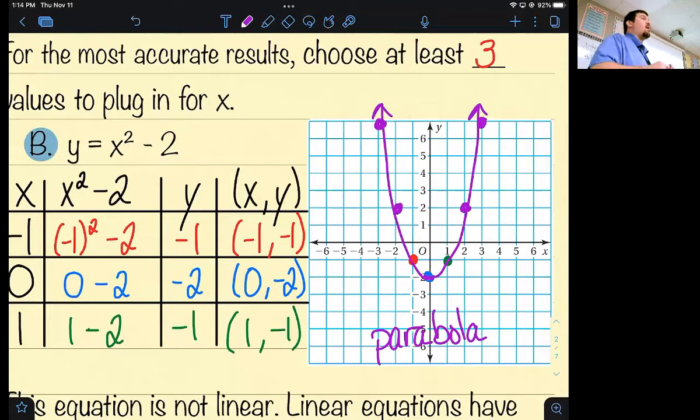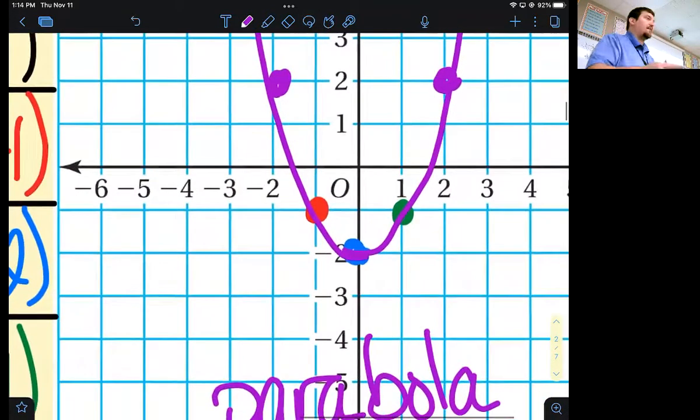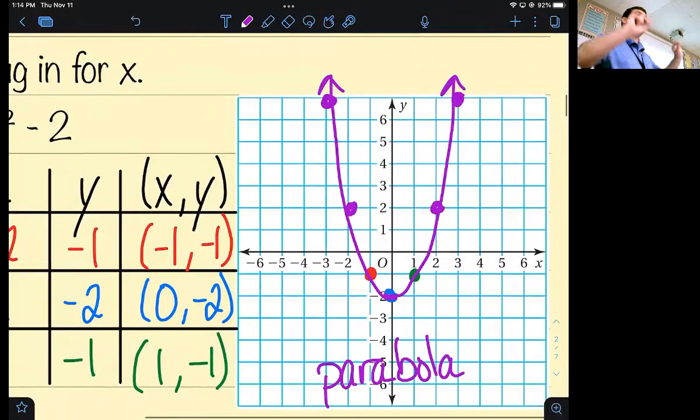And that's why I wanted to add a couple extra points. You can add as many points as you want to see what the graph looks like. I wanted to add some extra ones because with the 3 that we did, it just looked like a V. But actually, when you zoom out and actually plot some other points, it's a U. And so a parabola will always look like that.